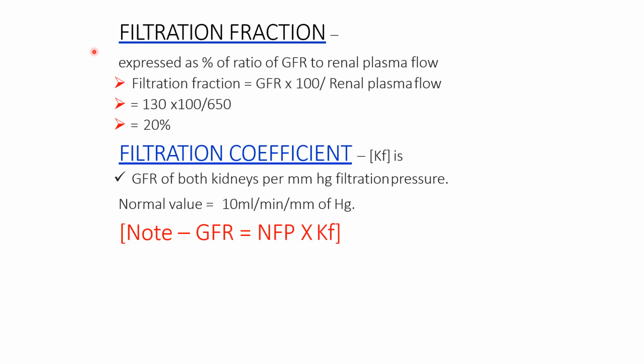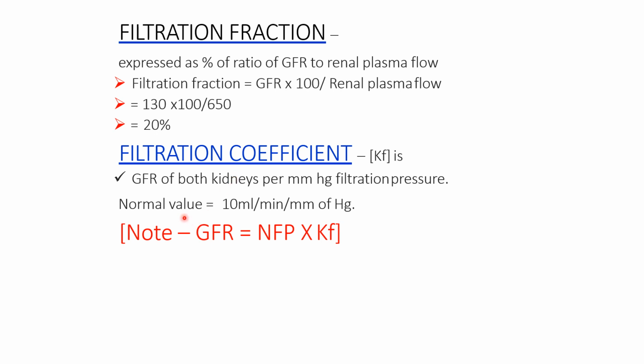And filtration fraction is a small concept which you should know while learning about GFR. It is expressed as the percentage of the ratio of GFR to renal plasma flow or renal blood flow, otherwise GFR by RPF into 100. That is the filtration fraction formula. If we take the normal values, we get 20%, which is the normal filtration fraction.